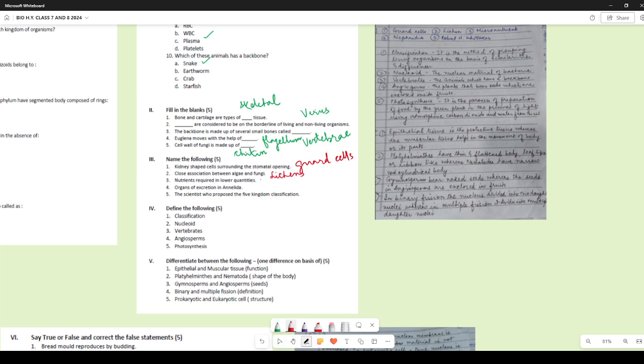Nutrients that are required in lesser quantities are called micronutrients. Right? Organs of excretion in Annelida, they are called nephridia. The scientist who proposed the 5 kingdom classification was of course Robert H. Whittaker.